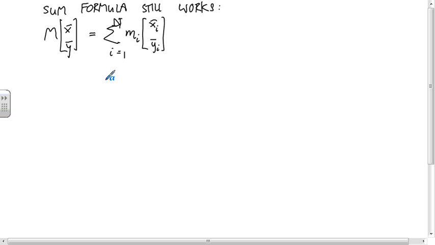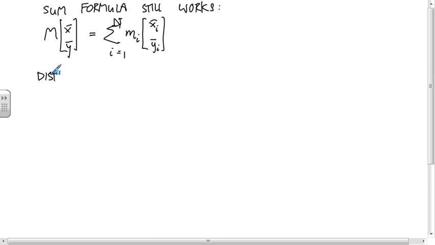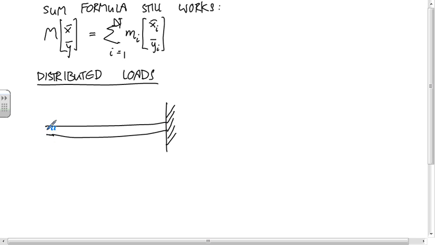All right, so now for distributed loads, we're going to see a lot of problems where, for example, you have a beam and the load acting on the beam is represented with something like this, where you're given a function for the values of the distributed load in terms of newtons per meter.